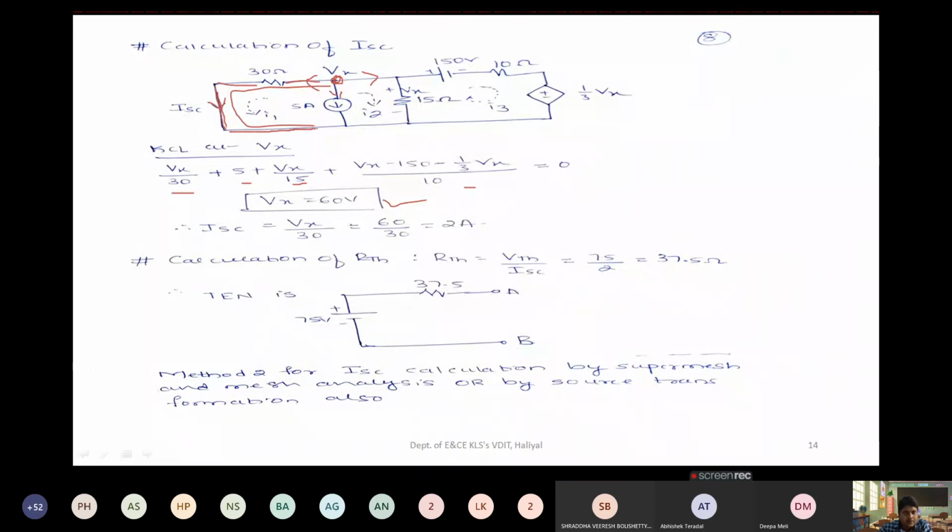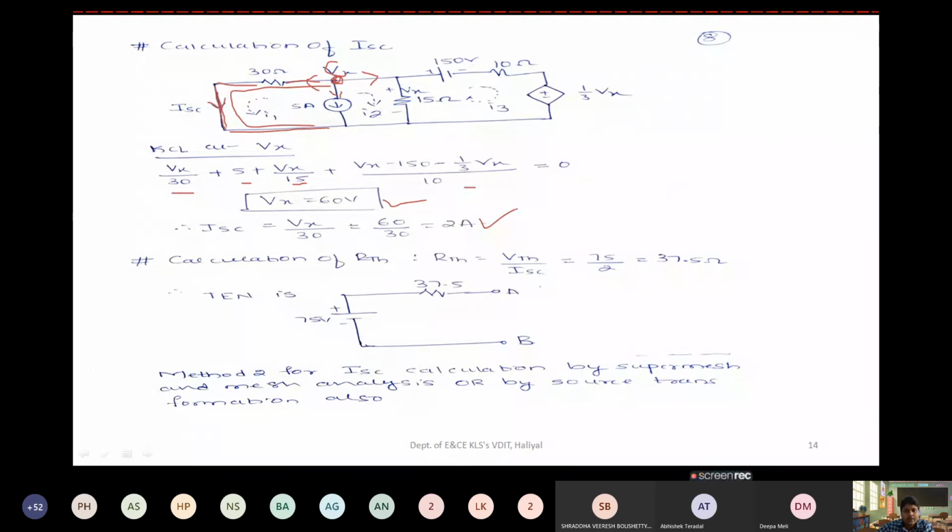Only the line marked with the brown color. So I is equal to V by R. Already, what is the voltage here? That is Vx divided by R, that is 30. So Vx is 60 divided by 30, which means you will get 2 amperes.